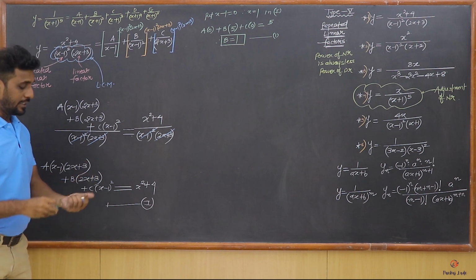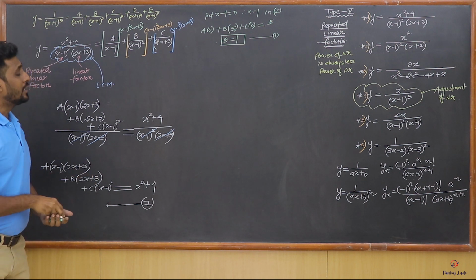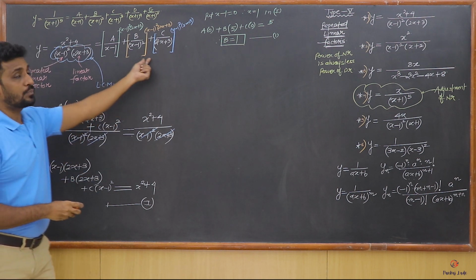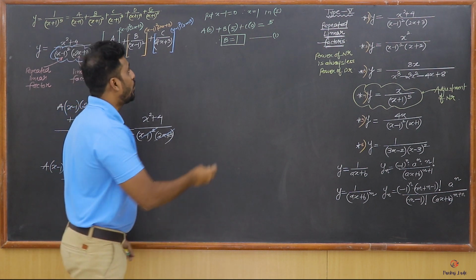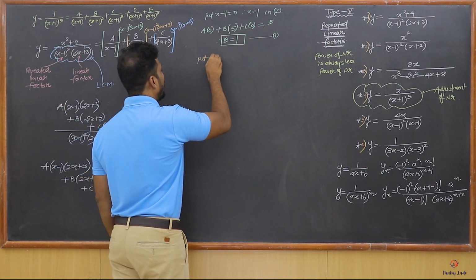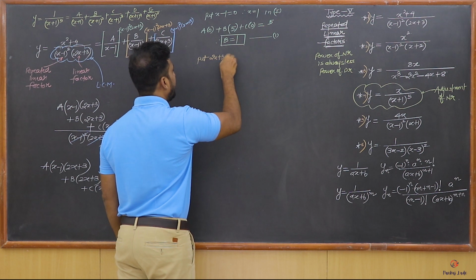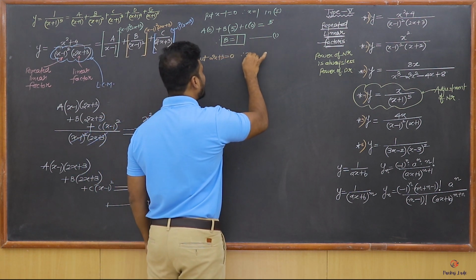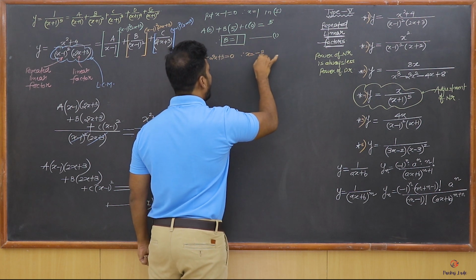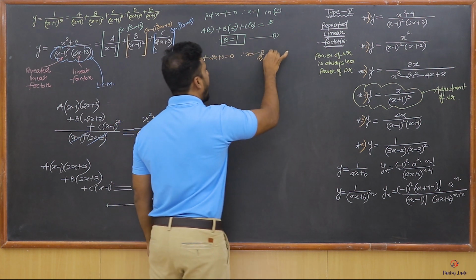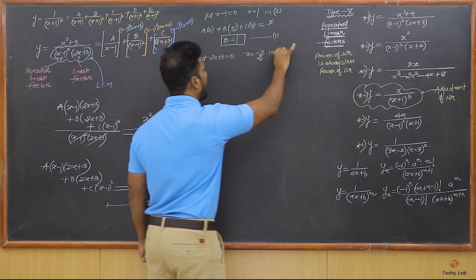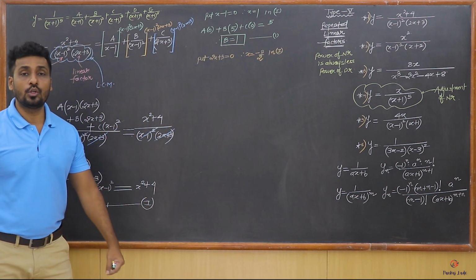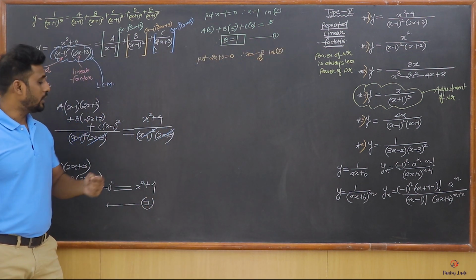Now students, let's take the second factor. Who's the second factor? The second factor which is available is 2x plus 3. So let's put 2x plus 3 equal to 0. Now, if I take 2x plus 3 equal to 0, what is x going to be? x is going to be minus 3 upon 2, and I'm going to substitute this in equation number first, isn't it? So let's put x equal to minus 3 upon 2 in the first equation.